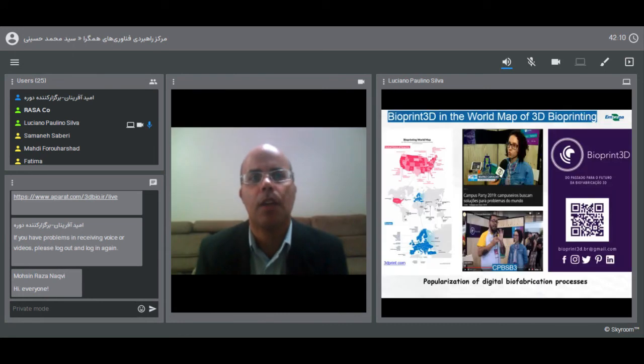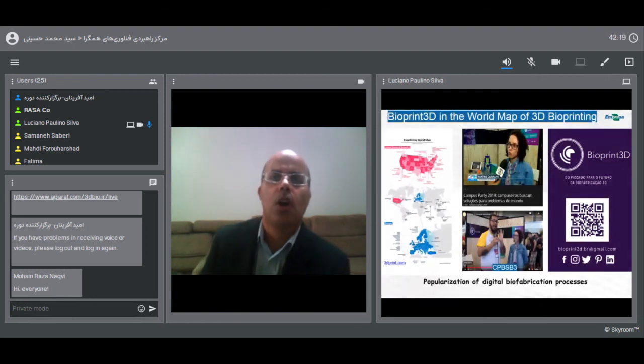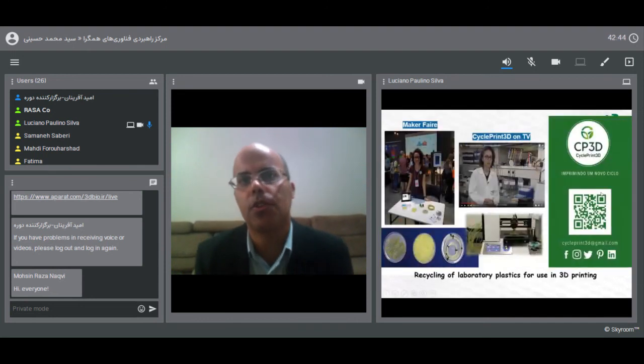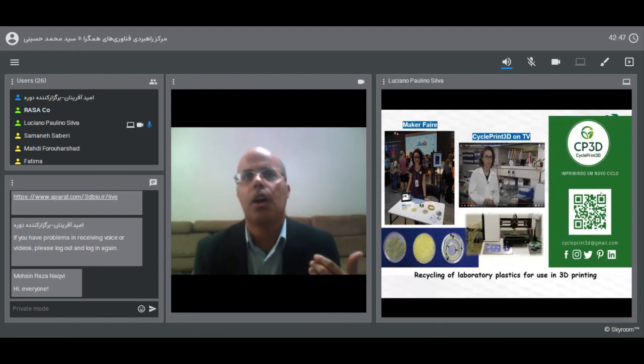This slide is devoted to the popularization of digital biofabrication processes, and she is also the CEO of another company, called Cycle Printed, that is devoted to the development of new solutions for recycling laboratory plastics, and this is one of these strategies that she is now developing. In addition to these strategies, she has developed several filaments using laboratory plastics.